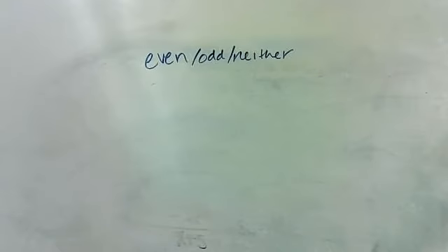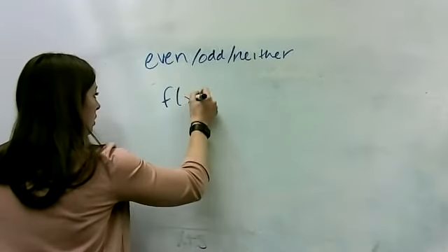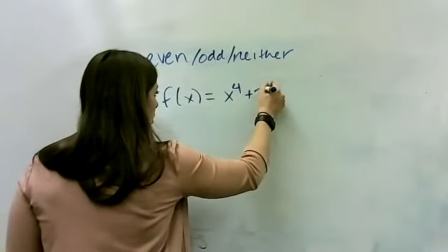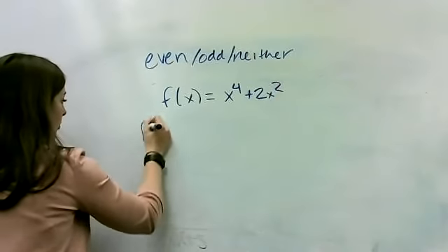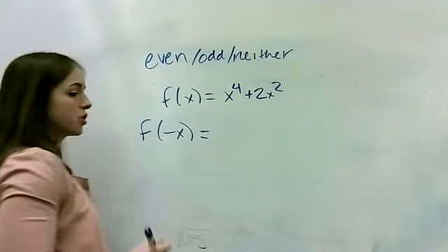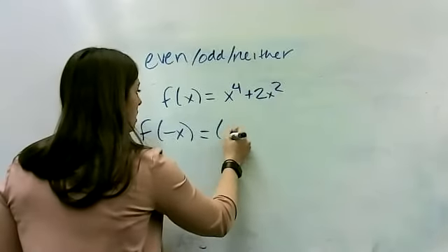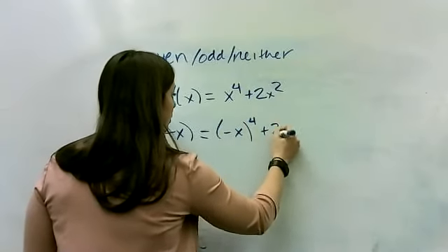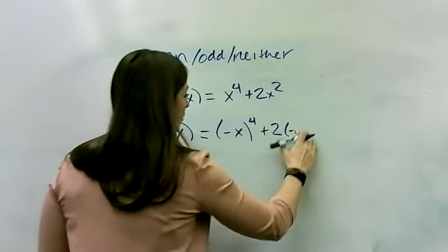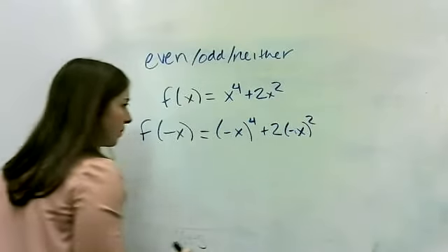Sorry, just for a second, I want to find a different one. Let's do x to the 4th plus 2x squared. Okay, so again, we always start off by testing for even. So we insert a -x every place we see x. So we have -x to the 4th plus 2 times -x squared.